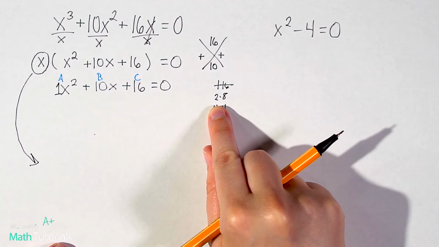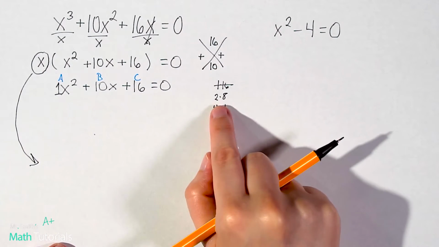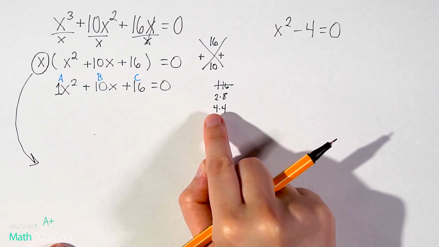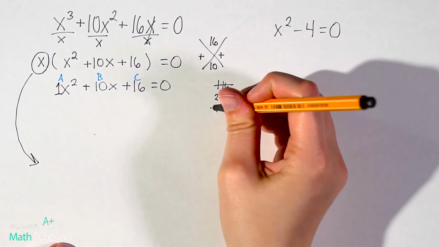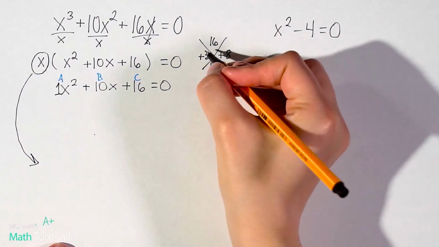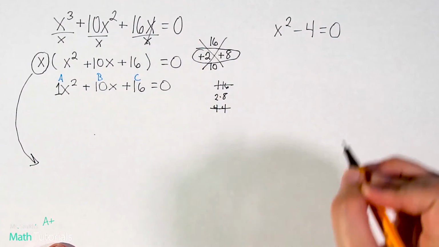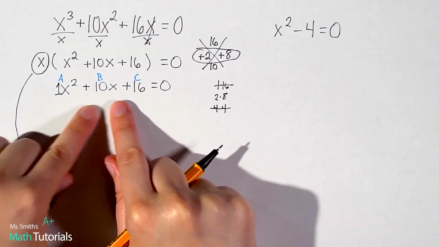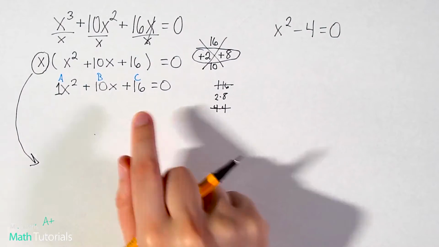2 plus 8, that is 10. So that one looks good. Let me just verify that by checking the other one, to make sure that doesn't work. 4 and 4, that would be 8, so that's not what I need. So 2 and 8 are going to be my two new numbers. They're going to help me turn this trinomial into a 4-term problem. I'm going to expand it.